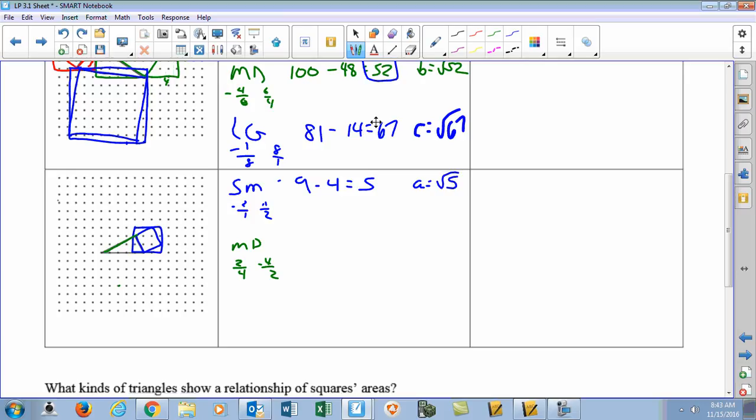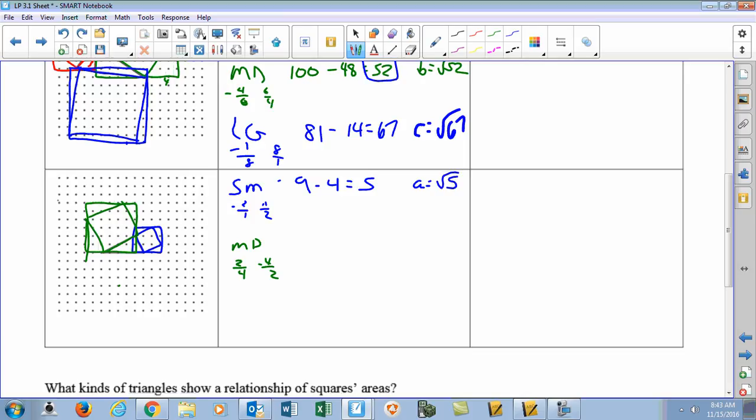Again, we're going to go the wrong way, right? So we're going to go up and left. 1, 2, 3, 4 over 2, right there. And 1, 2, 3, 4 over 2. So there's our square. So let's box this guy in. Oop, too far. So this square is 1, 2, 3, 4, 5, 6. 6 by 6. So we have a 6 by 6 square.